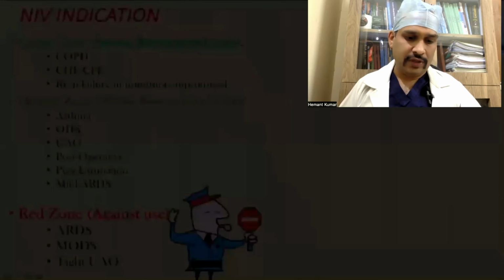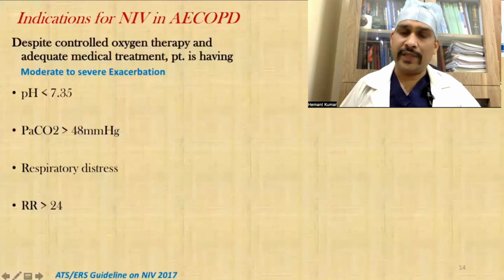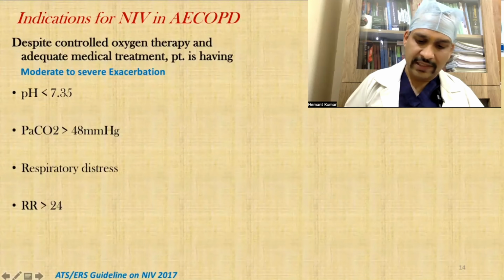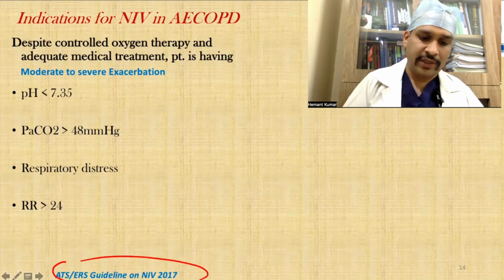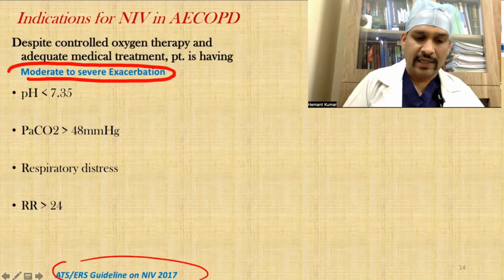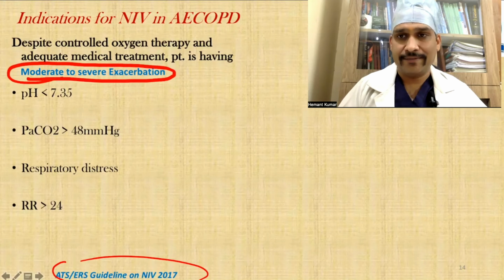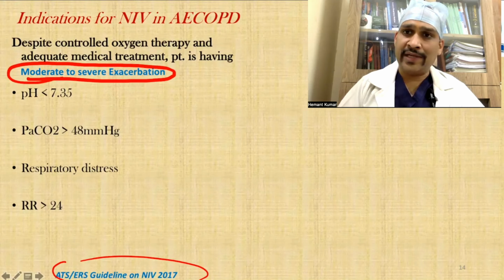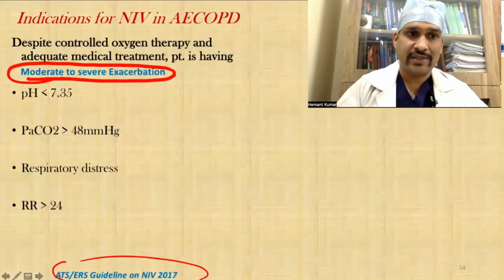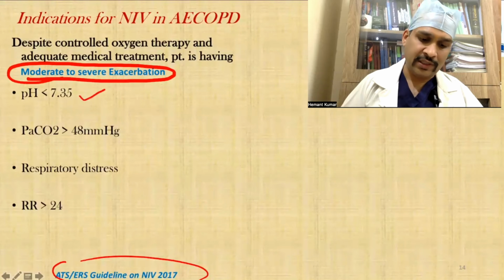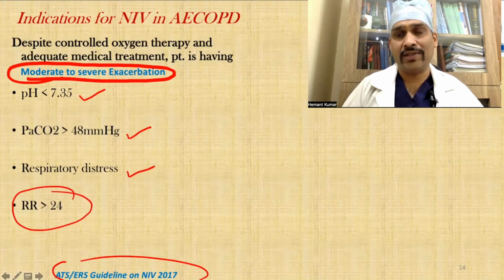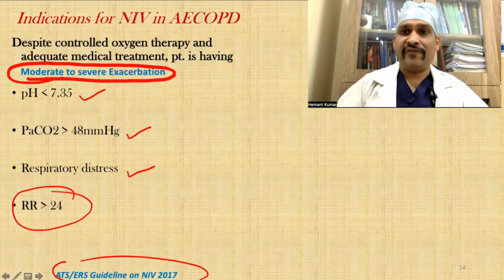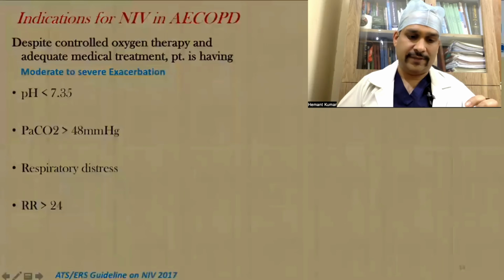So this is the indication of NIV in acute exacerbation of COPD, from the ERS ATS guideline 2017. We should use NIV in moderate to severe exacerbation. In mild, there is no study. So the recommendation is for moderate to severe exacerbation when pH is less than 7.35, PCO2 is more than 48, the patient is in respiratory distress, and there is tachypnea, meaning respiratory rate more than 24. In such a patient, we should use NIV at first hand.